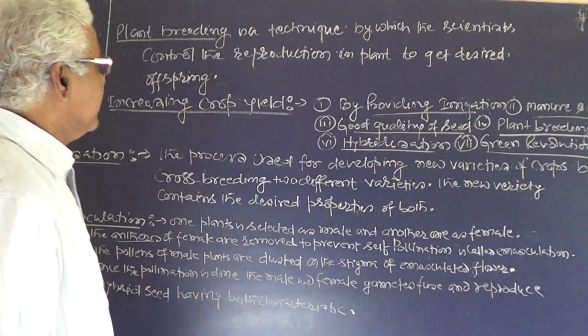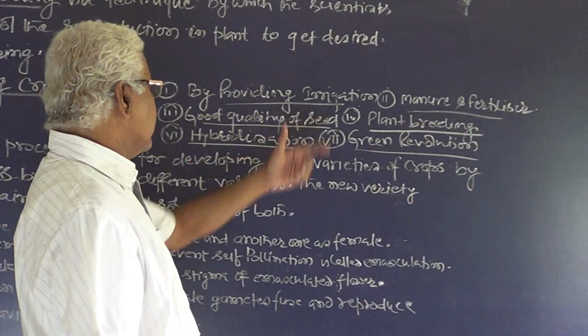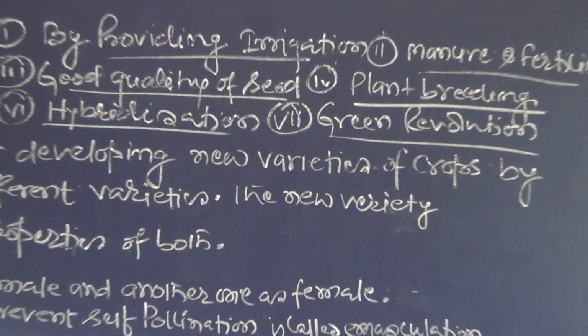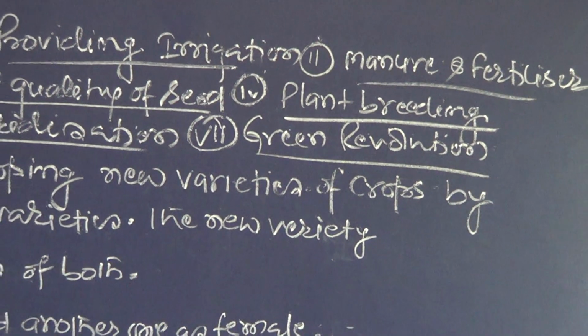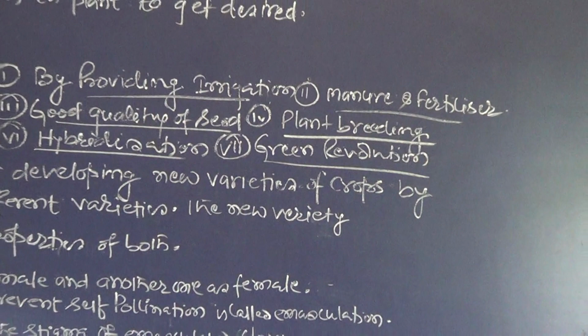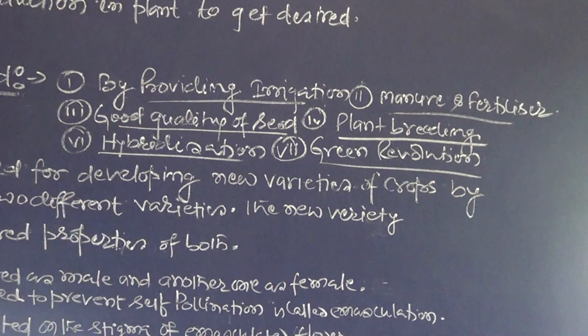What is plant breeding? The new quality is by providing the irrigation, you can provide by many things. Manure and fertilizer, we have already discussed it. Good quality of seed also we have discussed. And plant breeding, let me discuss.